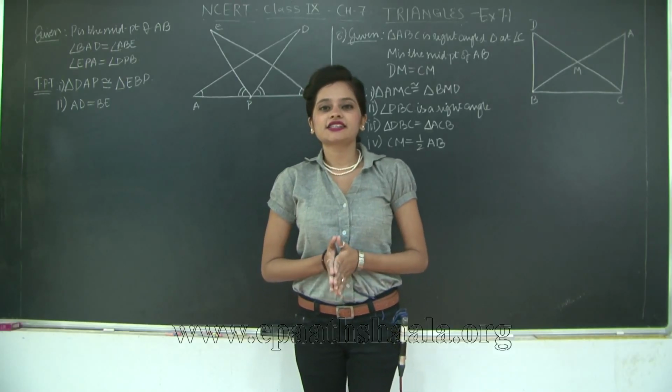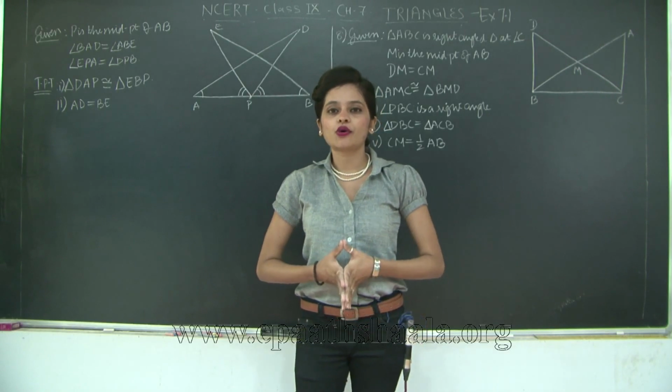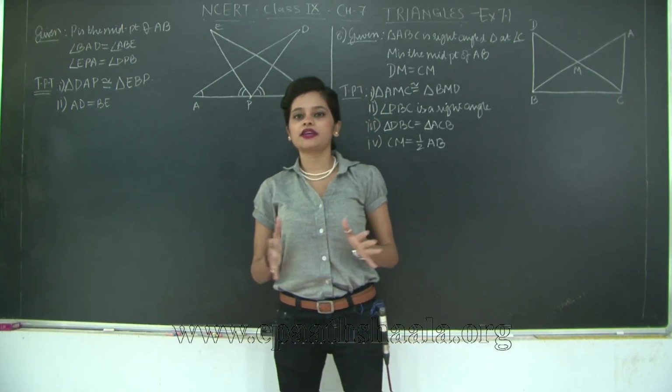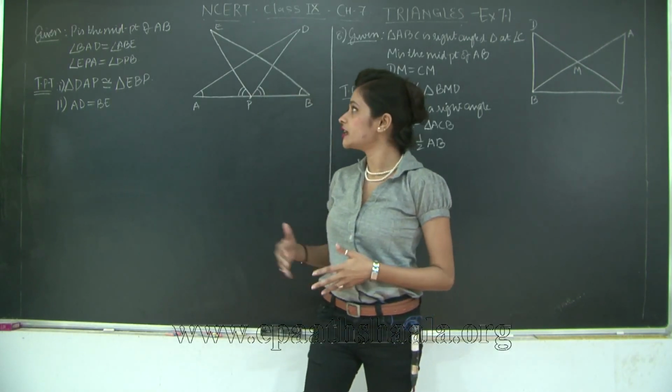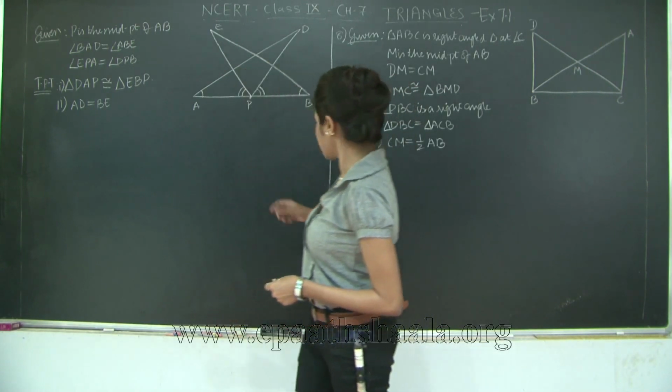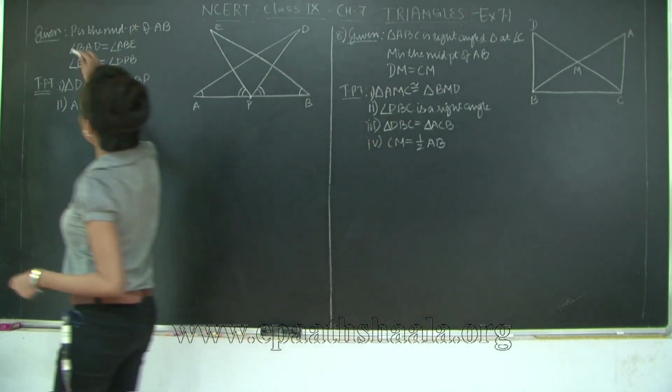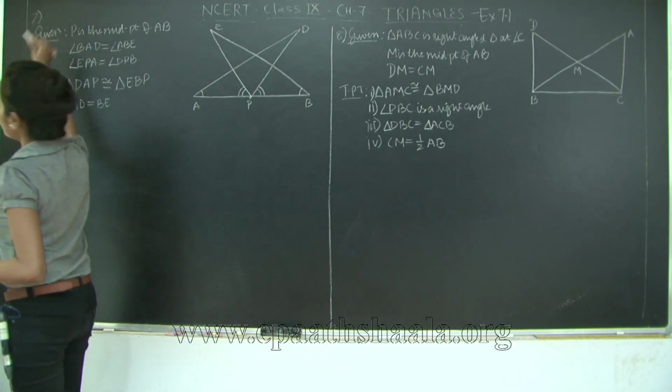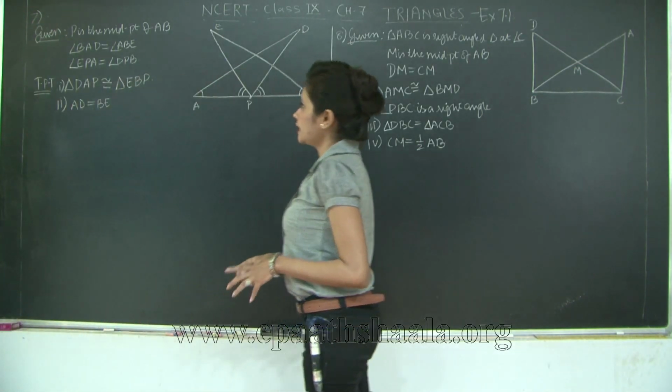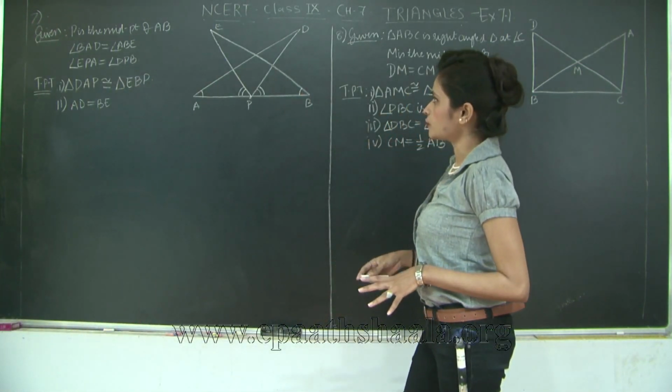Hello students, let us continue with exercise 7.2 of chapter 7, Triangles. We are to complete the last two questions, which are question number 7 and 8. So I have to mark 7 over here, right? Let's see what has been given and what we need to prove.